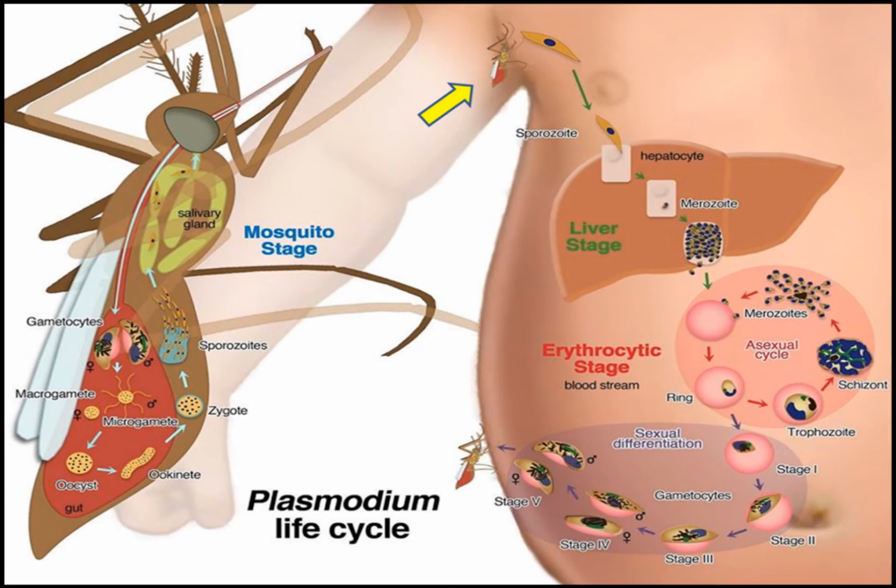Look at this scheme. It simplifies the life cycle of malaria. To the right, you can see the life cycle within the human body, the schizogony cycles in the liver and in the blood. To the left, you can see the gametogony cycle, which occurs in the vector body, inside the female Anopheles mosquito.